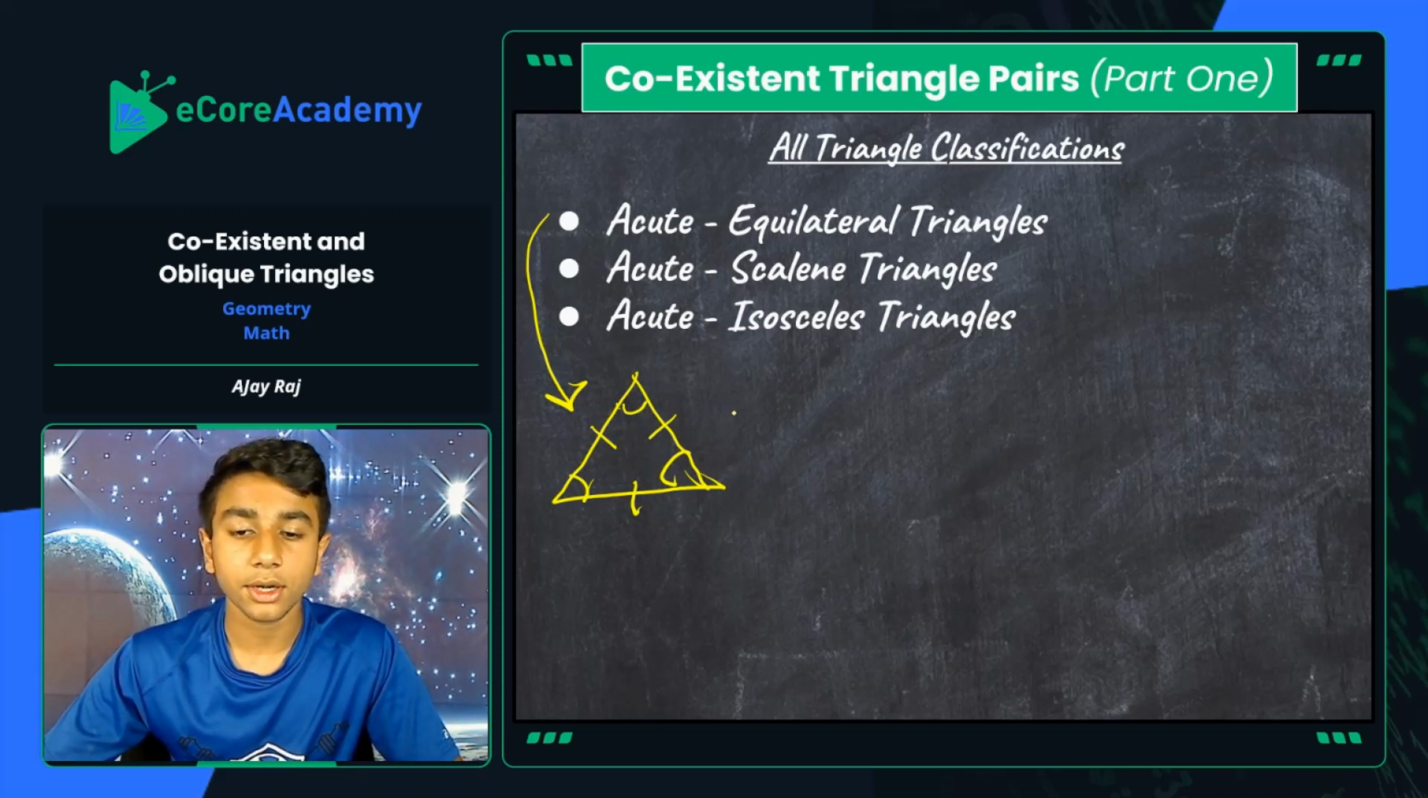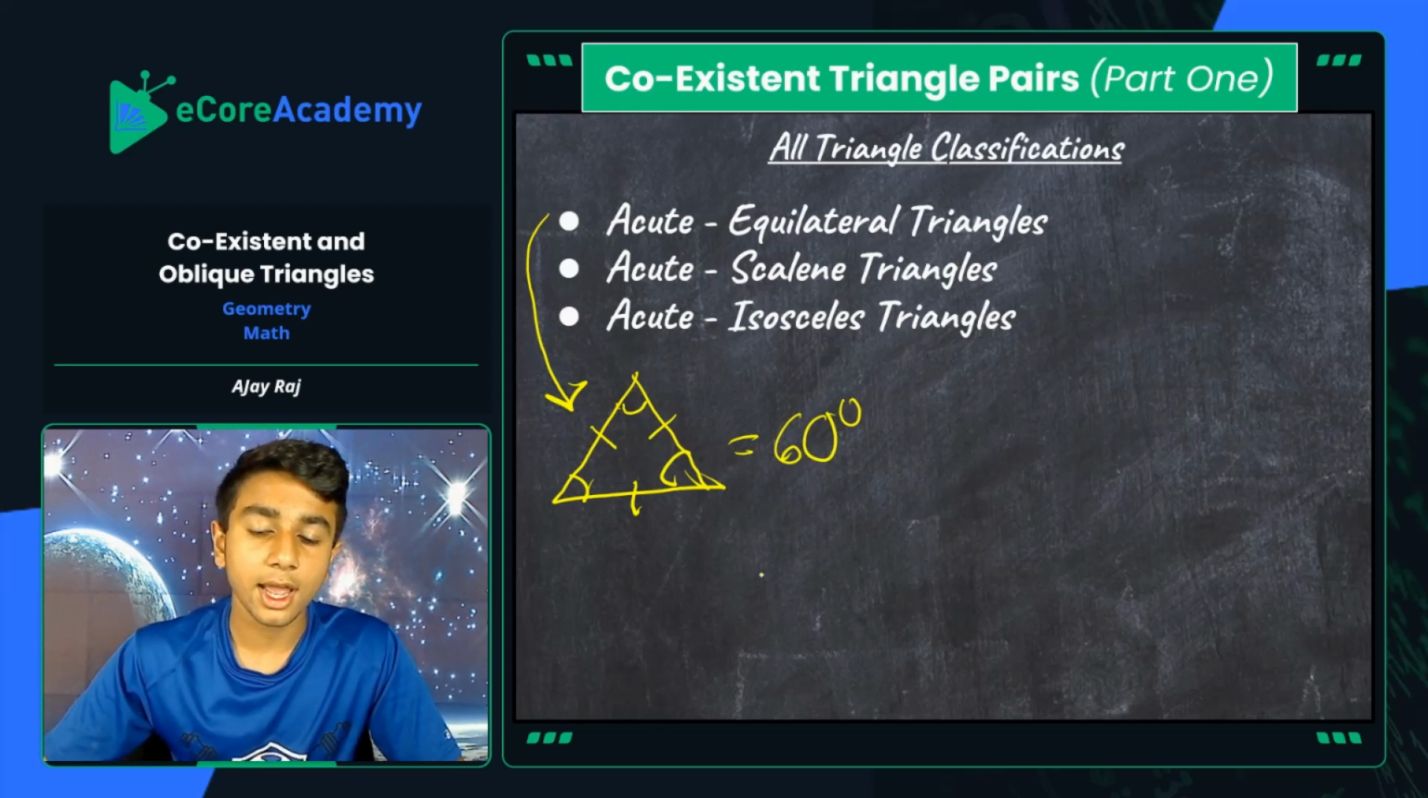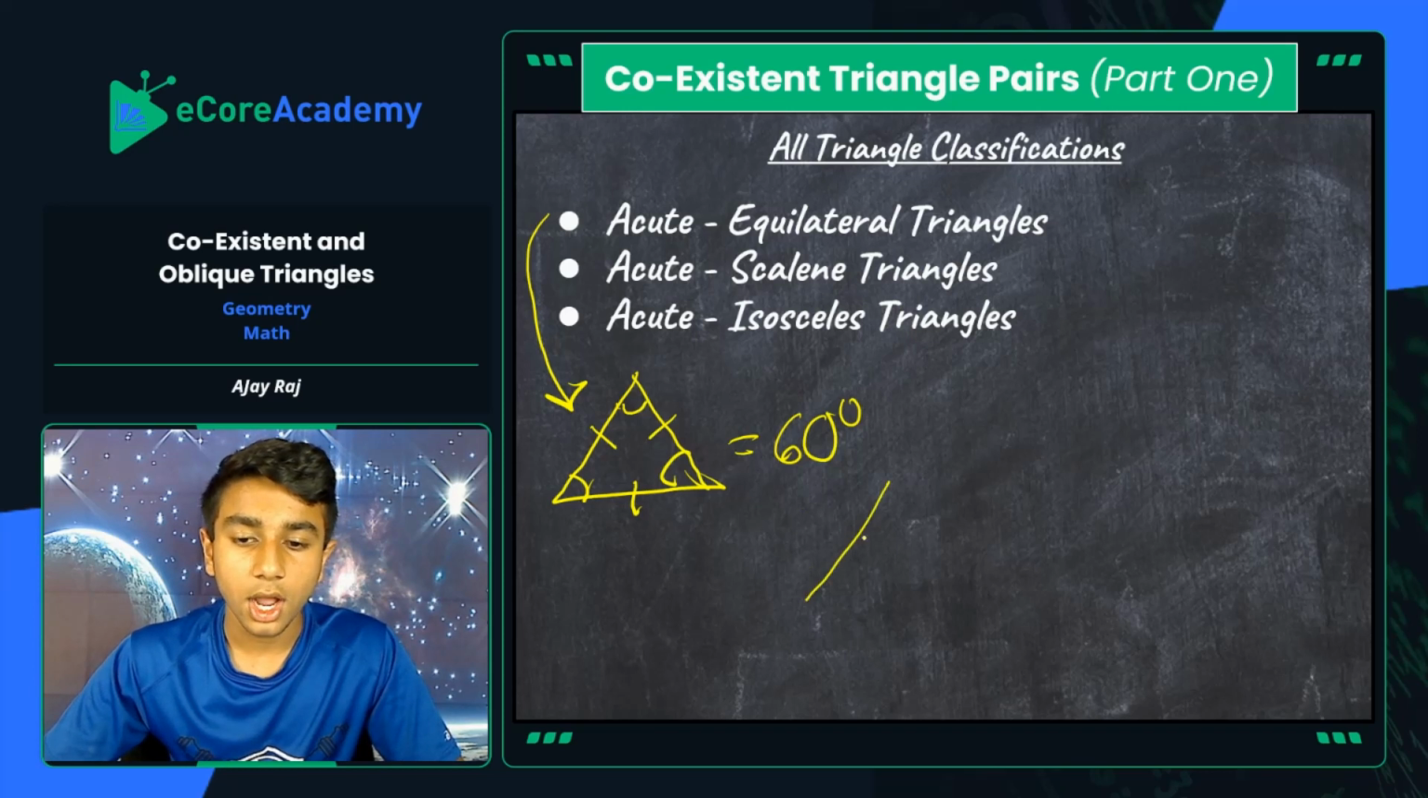Therefore, an equilateral triangle can only have an angle classification as acute. It'll always have 3 acute angles, and they will all equal 60 degrees. So it'll always have 3 60-degree angles, and it will always have 3 equivalent sides. And then for your acute scalene triangles, you can have an acute triangle with no equivalent sides.